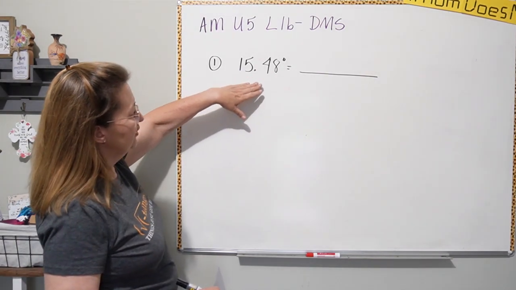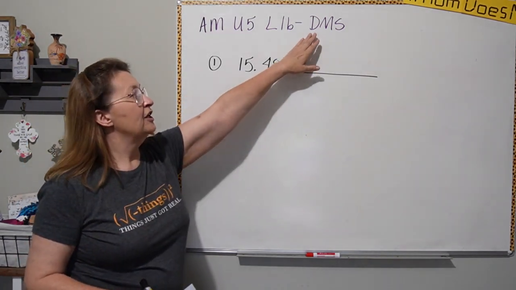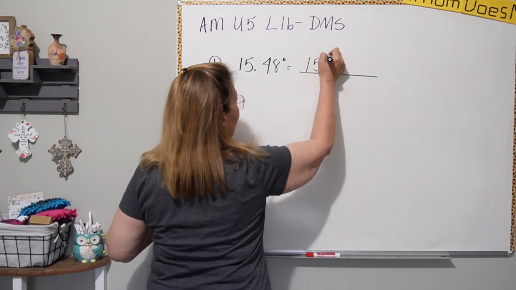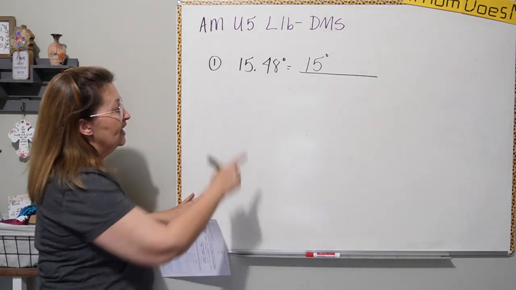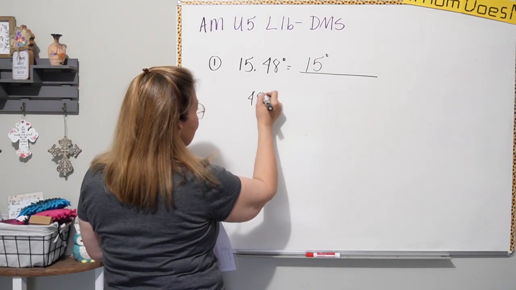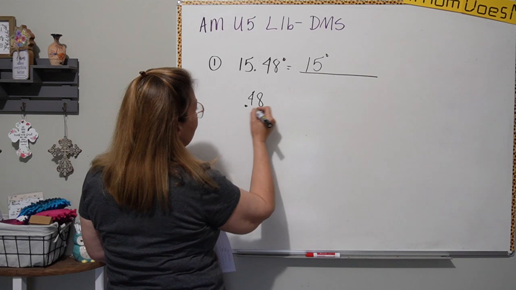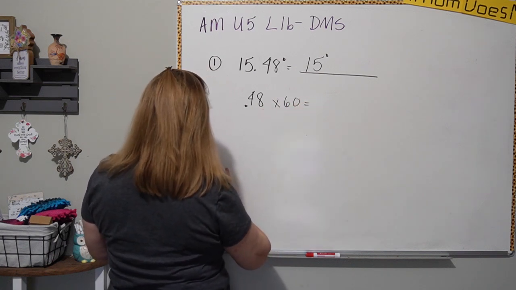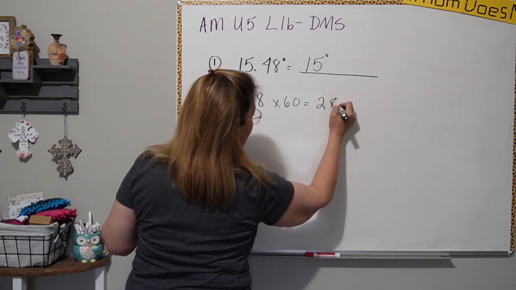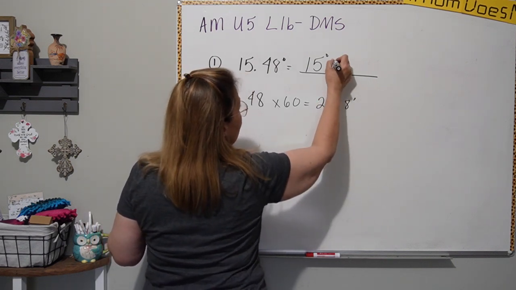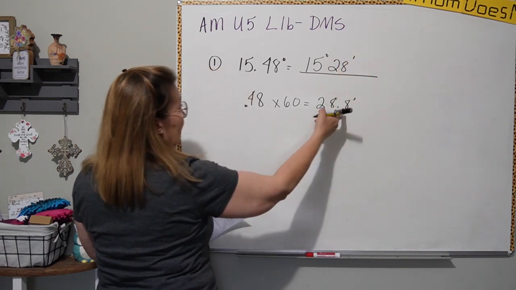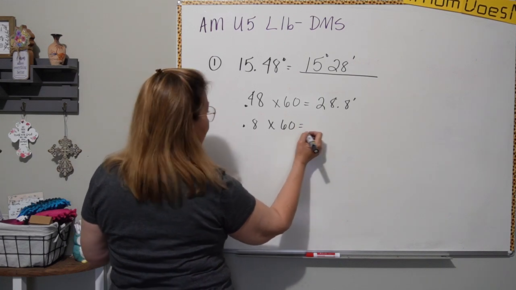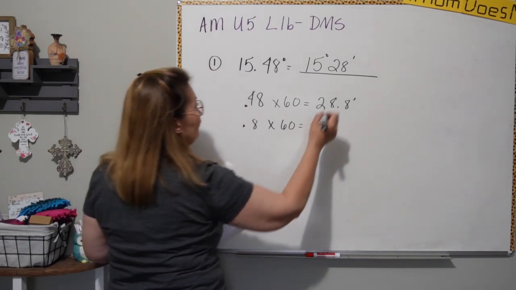Okay, for number 1, we have 15.48 degrees, and we want to convert it to DMS form. The 15, I can go ahead and write down in my answer blank, 15 degrees. But I'm going to take the 0.48 and multiply that times 60. When you multiply that, you're going to get 28.8, and this is minutes. So now I have 28 minutes, and I'm going to take the 0.8 and multiply it times 60 again, and that's going to get me 48 seconds.